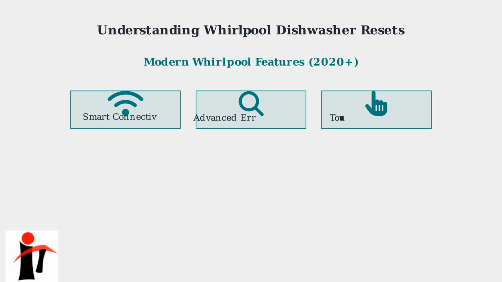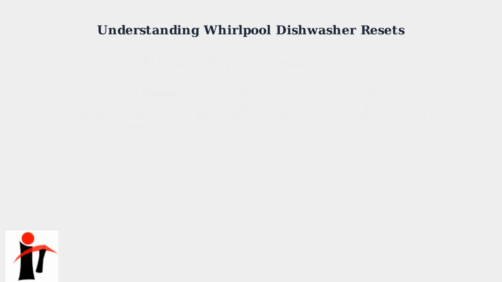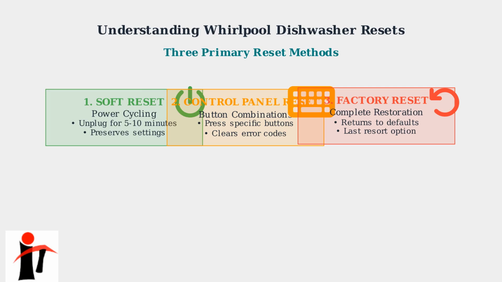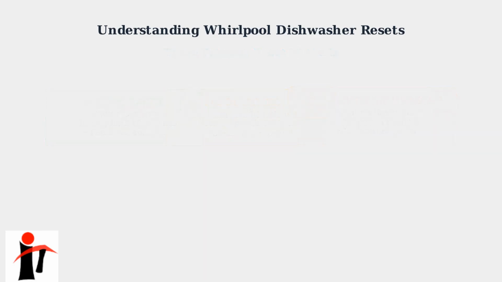Modern Whirlpool dishwashers have evolved significantly, especially models from 2020 onwards. These advanced appliances feature smart connectivity, sophisticated error detection systems, and intuitive touch control panels that make troubleshooting more precise than ever before. When your dishwasher encounters problems, resetting it can often resolve common issues and restore normal operation. There are 3 primary reset methods available, each designed for different types of problems and situations.